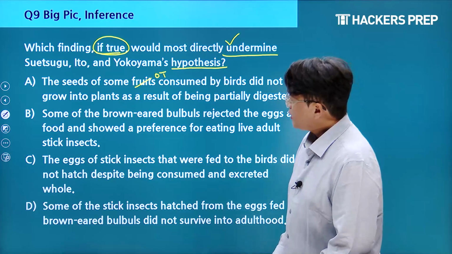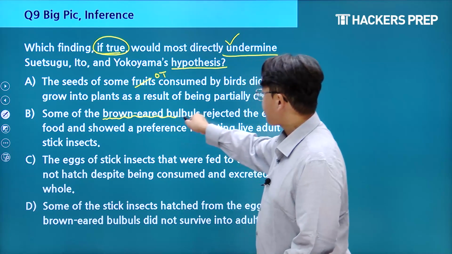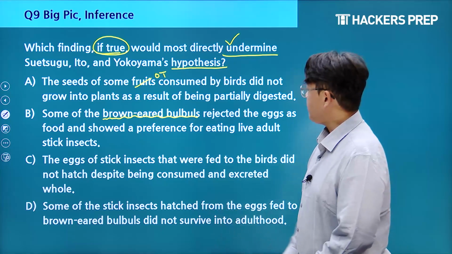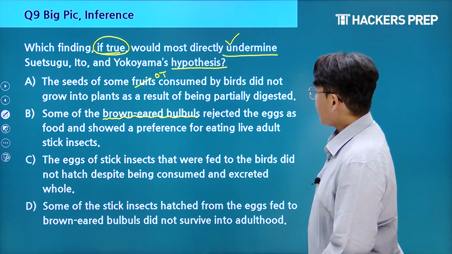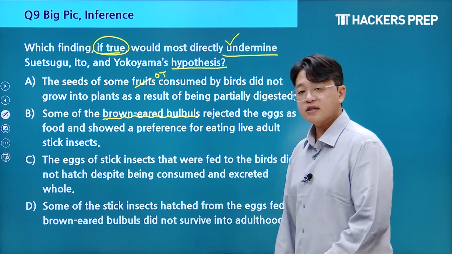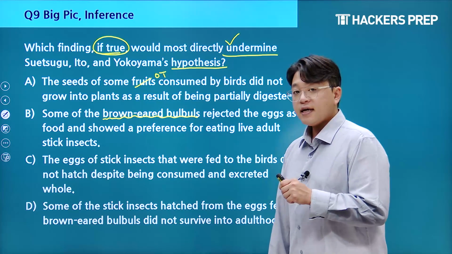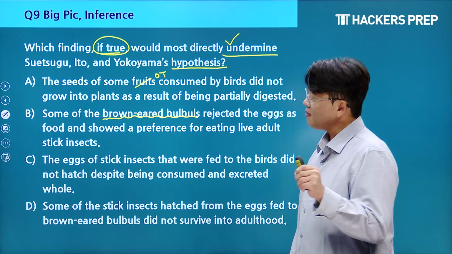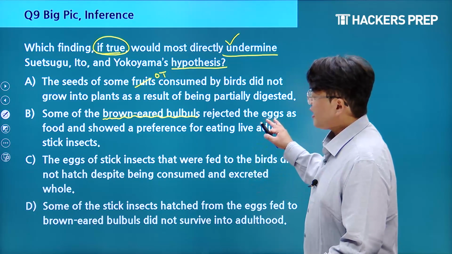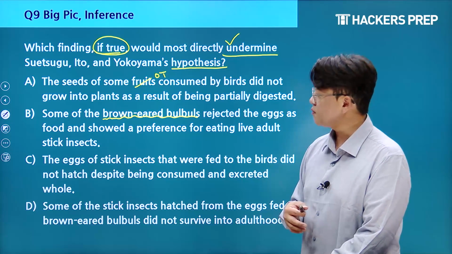What about B? Some of the brown-eared bulbuls. Remember, in an inference problem, new information is always allowed. Okay, so this would be a type of bird, right? Rejected the eggs as food and showed a preference for eating live adult insects. What did the passage say about birds eating the insect? It did not say they consume eggs; they hypothesized that the birds consume adult insects. So saying that they preferred consuming adult insects does nothing to the hypothesis, right?